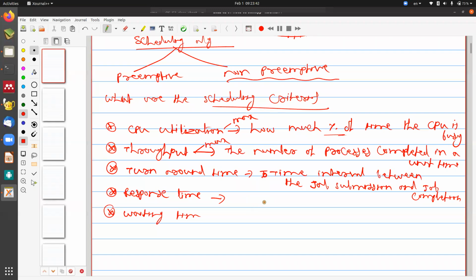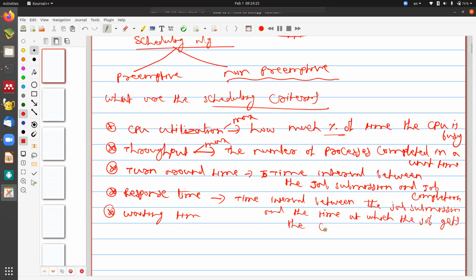And what is the response time? The response time is basically the time interval between the job submission and the time at which the job gets the CPU for the first time.